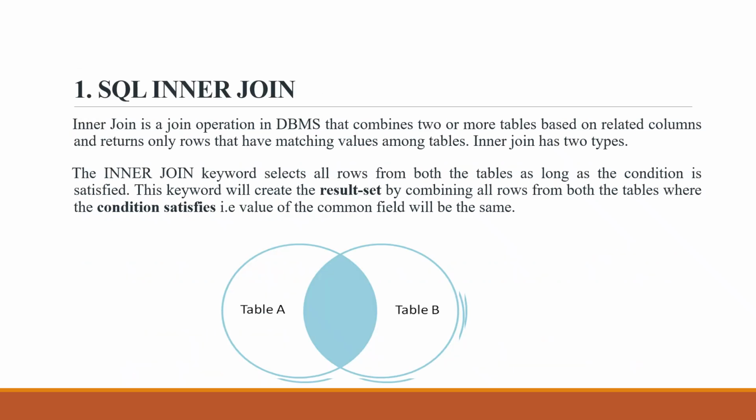We see the first type of SQL join, inner join. Inner join is a join operation in DBMS that combines two or more tables based on related columns and returns only rows that have matching values among tables. The inner join clause in SQL is used to combine records from two or more tables. The result contains only the rows that have matching values in both tables based on a specific condition.